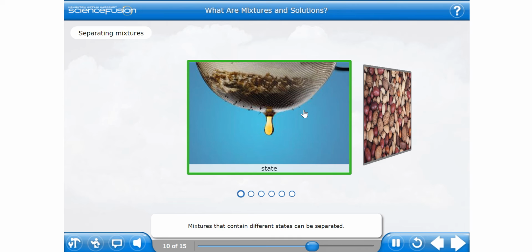Mixtures that contain different states can be separated. If solids are not dissolvable, you can use a filter to separate them from liquids. If you filter the water, you can separate water from the undissolved solids in a solution.